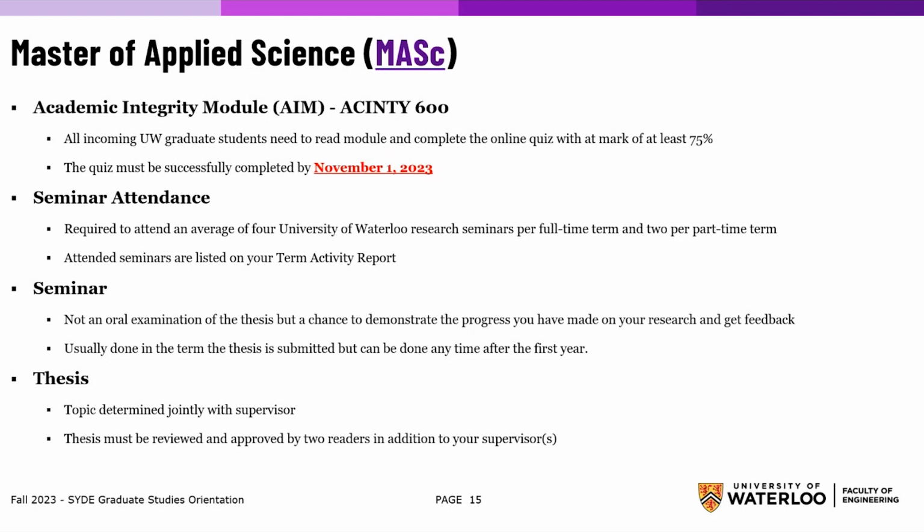And then for the master's students, you have your thesis. This is a topic that is jointly determined with your supervisor, and it must be read and approved by 2 additional readers from within the department, the faculty, people of relevant experience and knowledge in the area you're researching. The thesis does not have a defense for a master's level student. There is no defense for MASc students. You just have your seminar and your readers reading your thesis. That's it. That sometimes gets people confused a little bit. There is no defense at the master's level.